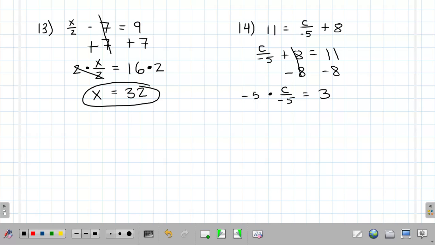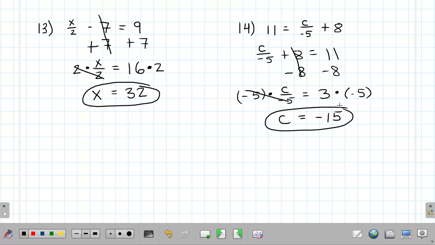Multiply times the opposite, or do the opposite here. So the opposite of division is multiplication. Multiply times negative 5. The whole point here is those cancel, leaving us with c. Positive times a negative is a negative. 3 times 5. Once again, times table comes back for us. It's 15.